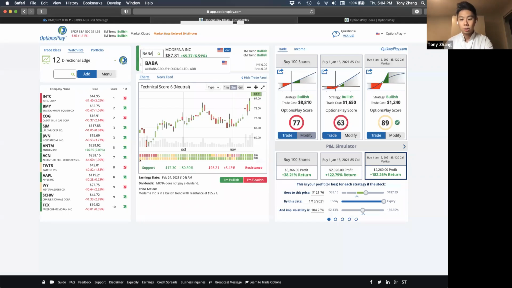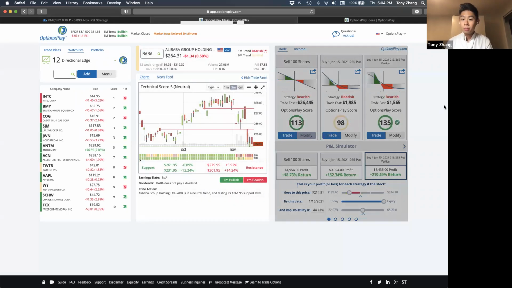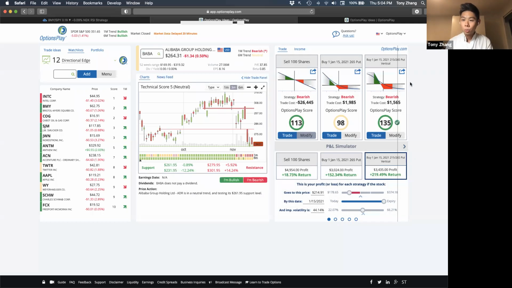BABA, let's look at BABA. It hasn't been 5 minutes yet. I've gone through 11 trades already in 5 minutes. This is how you can utilize this tool to quickly gain that directional view. BABA, very neutral score. 1 month and 6 month trend has turned bearish here, actually on November 9th. So before this move to the downside, the 1 month and 6 month trend turned bearish, giving us a bit of a warning signal that things were starting to deteriorate.